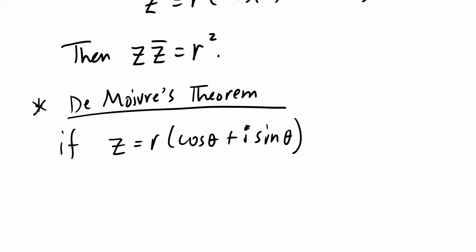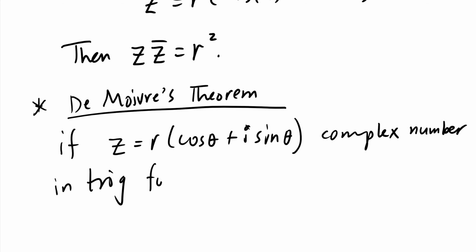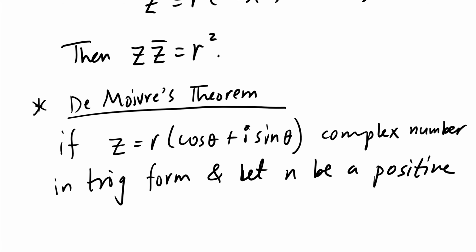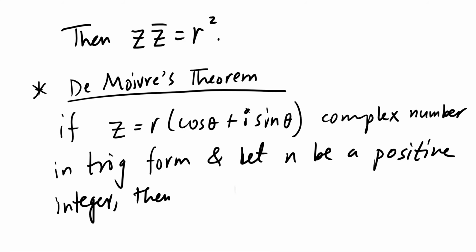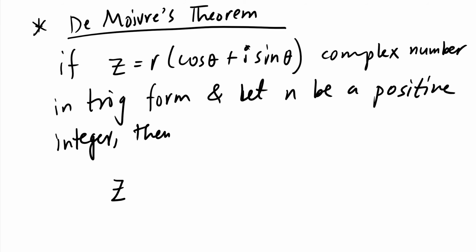So he said, assuming this is a complex number in trig form, and let n be a positive integer, then he found out that if you raise both sides to n, what happens? r gets raised to n, and the angles get multiplied by that n.